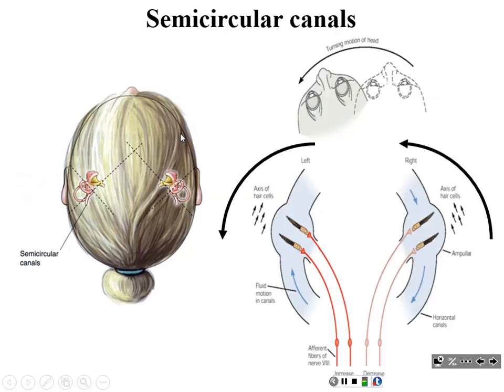What happens with the right one? The right one, the bony structure, is going to move exactly the same way, and the endolymph is going to respond exactly the same way. But the hair cells are oriented in the same way as they are oriented here, facing anterior. So now the movement of the endolymph is going to hyperpolarize the cells, decreasing the firing rate. So the brain can sense those differences and understand that you're moving your head towards the left.